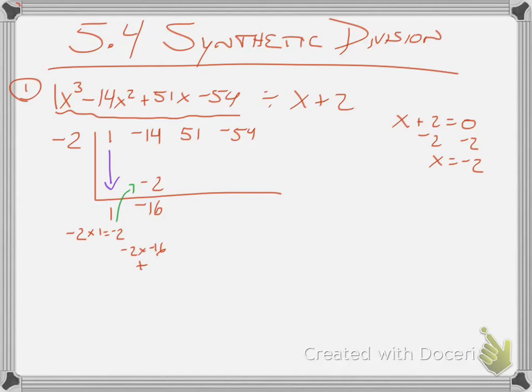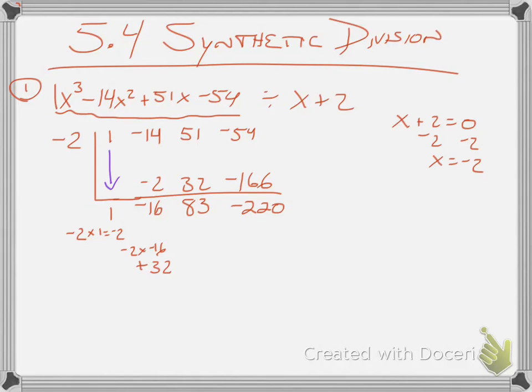becomes +32, and that's going to go up here. And then I'm going to combine, and that becomes 83. And then I have -2 times 83, and that's going to be -166. And then combine, and that becomes -220.